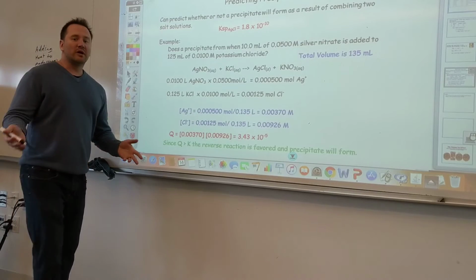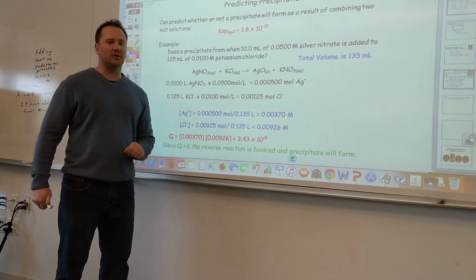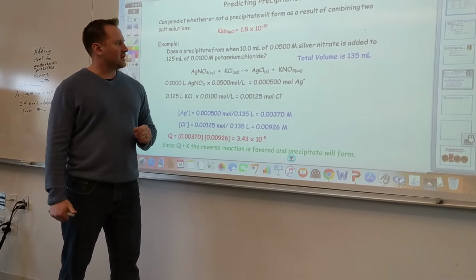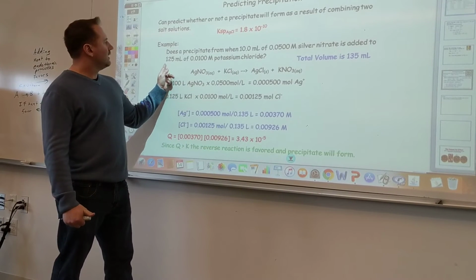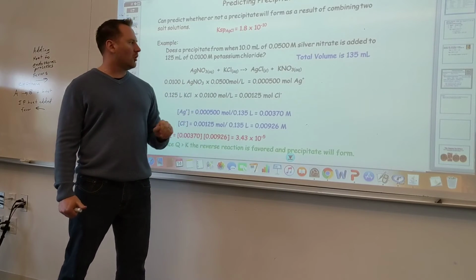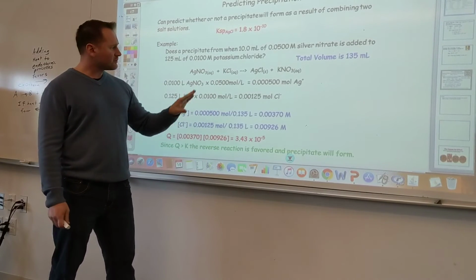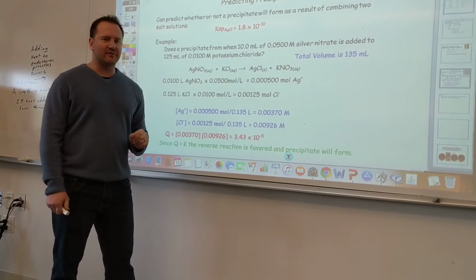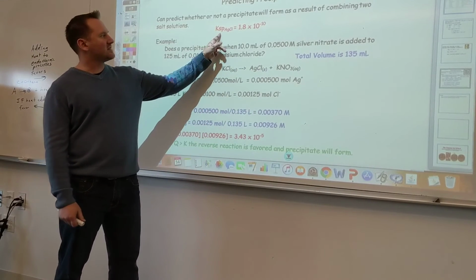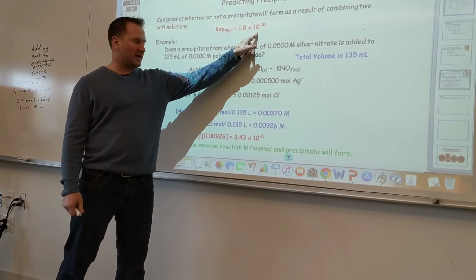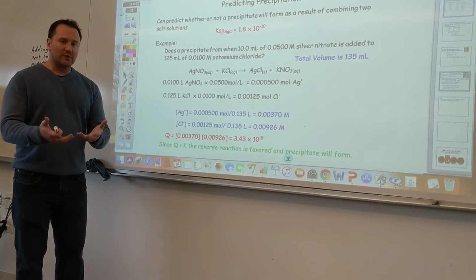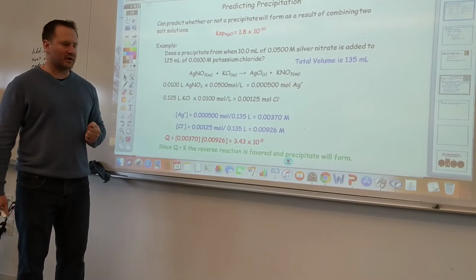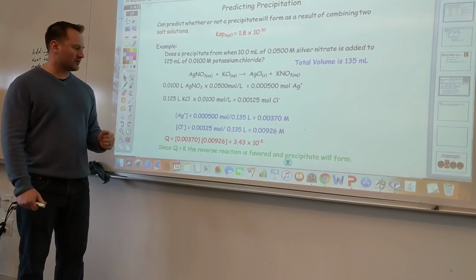Now, let's say you were given a system where you have 2 solutions that you're mixing. Let's say we mix 10 mL of silver nitrate that has a concentration of 0.05 molar with 125 mL of 0.01 molar potassium chloride. If we wrote out the reaction, we would see that it would form the precipitate of silver chloride, which has a Ksp of 1.8 times 10 to the negative 10th. So, first thing we should do is figure out the concentration of those ions and see how that compares to our Ksp when we plug them into our Q expression.